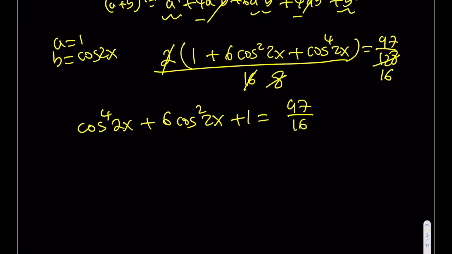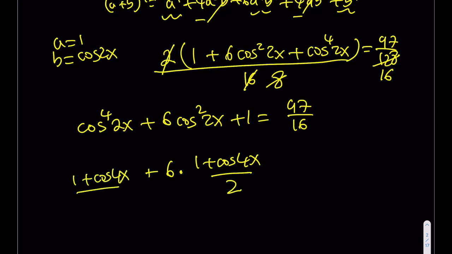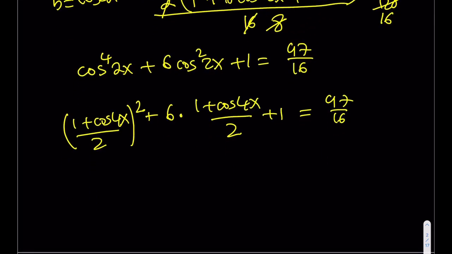So what I can do is I can replace cosine squared 2x with (1 plus cosine of 4x) over 2. And this one is going to be that expression squared, right? I'm going to replace it with this squared plus 1 is going to be 97 over 16. So let's go ahead and expand this a little bit more.